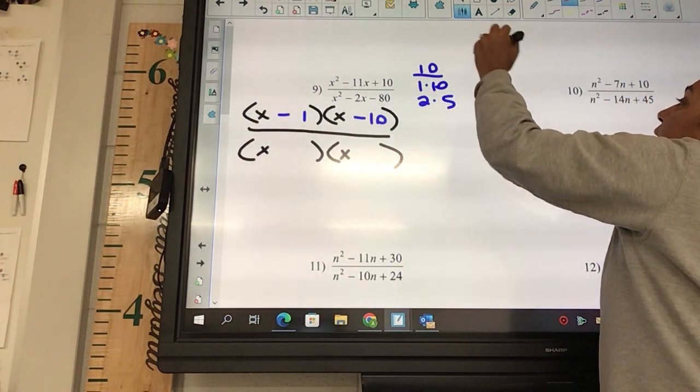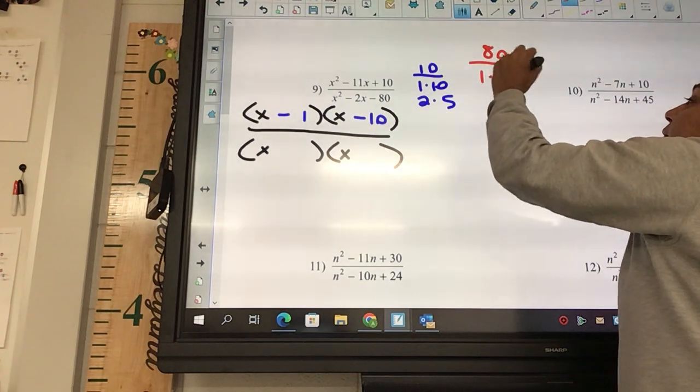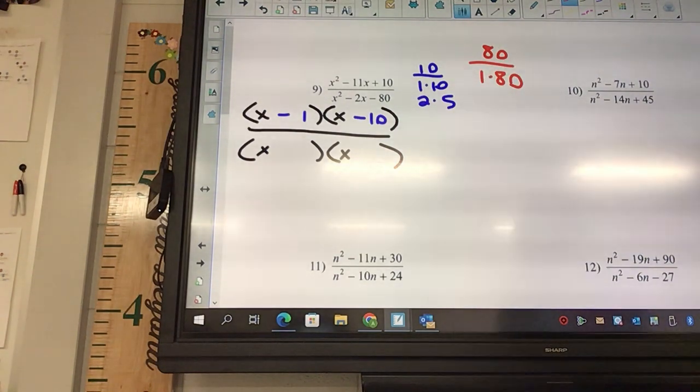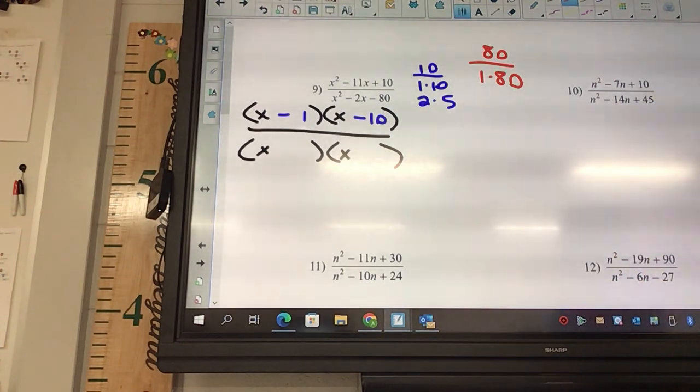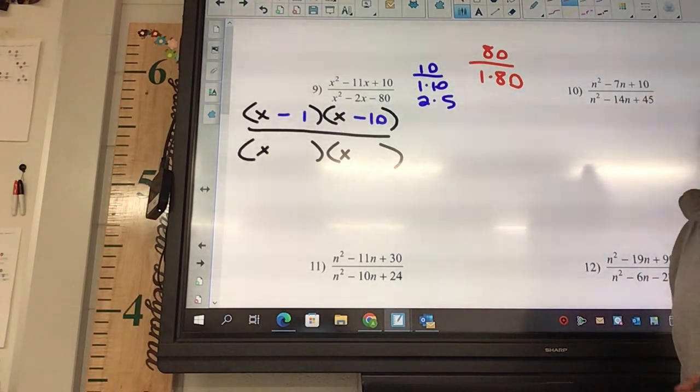Okay, for the 80, I got 1 and 80. Did we do an 80 somewhere already? Yeah, I'm not doing all that. Okay, then read it. Just read it to me, and then you can copy mine down.